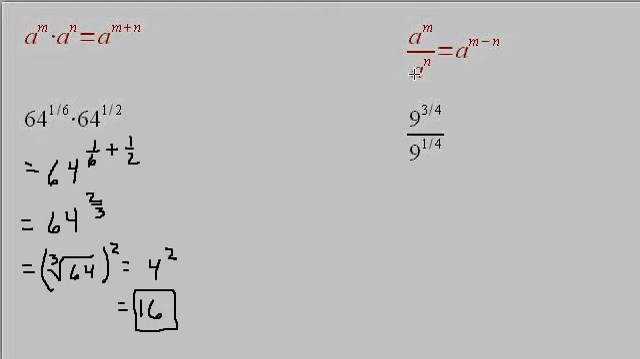Alright, let's take a look at this one. A to the m over a to the n. We're dividing. The bases are the same, so we subtract the exponents. So let's look at this one. We have 9 to the 3/4 minus 1/4. So this is equal to 9, and that's going to be 2/4, which reduces to 1/2. And so that gives us the square root of 9 equals 3.